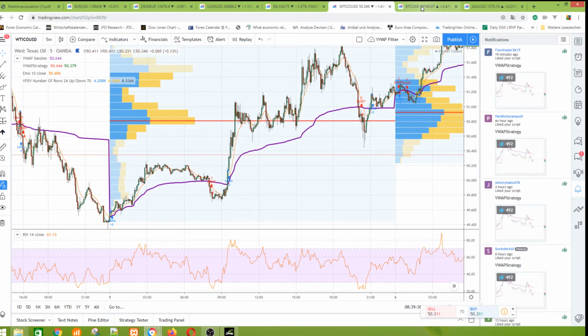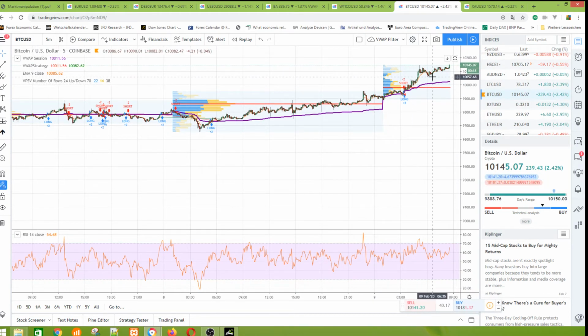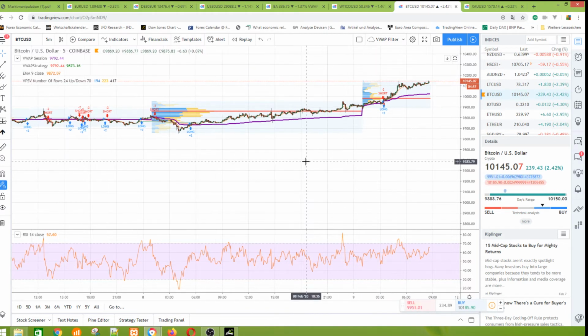Then look at Bitcoin. Whoa. Oh, you see how Bitcoin rises and how the VWAP strategy is very clear. One long signal, stay long. One long and one short signal afterwards, stay long. And this Bitcoin, I think all Chinese people, they flee into Bitcoin, and therefore it rises to the sky.